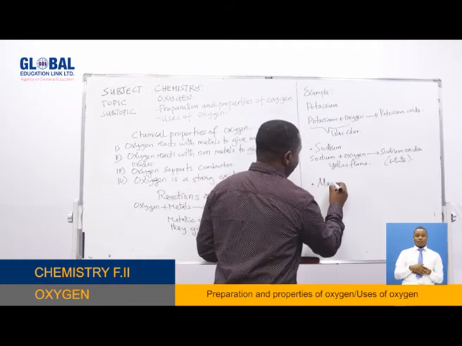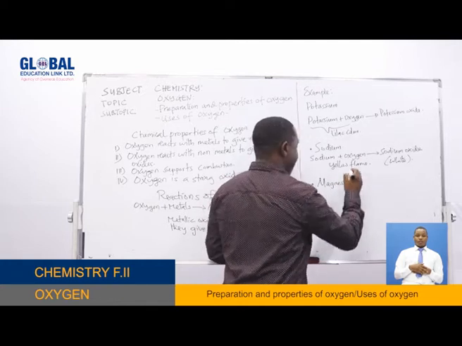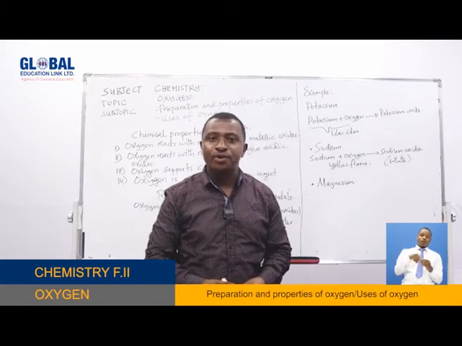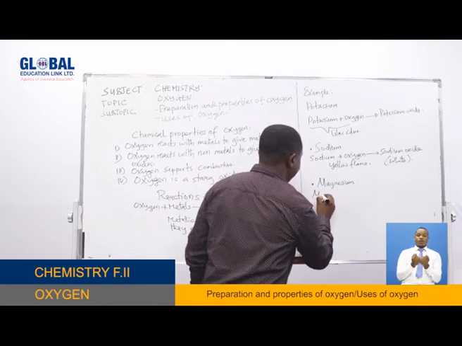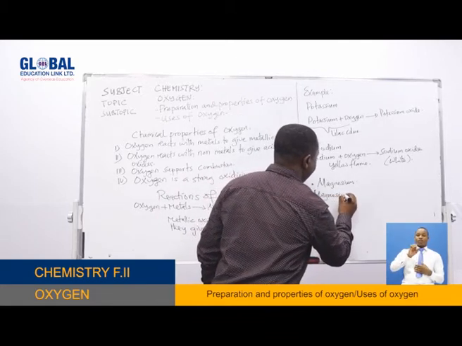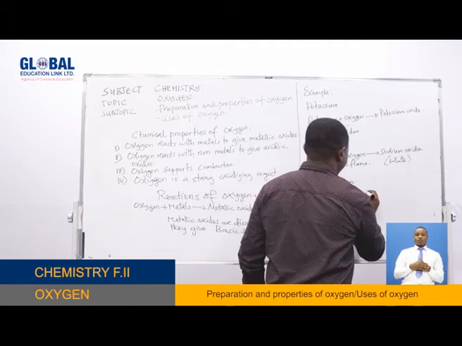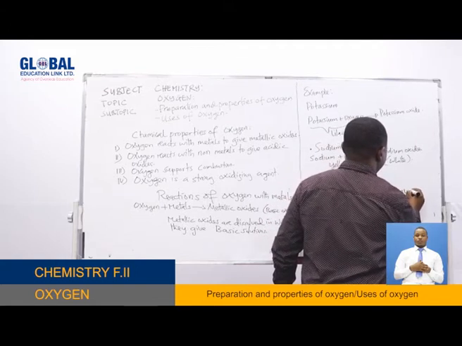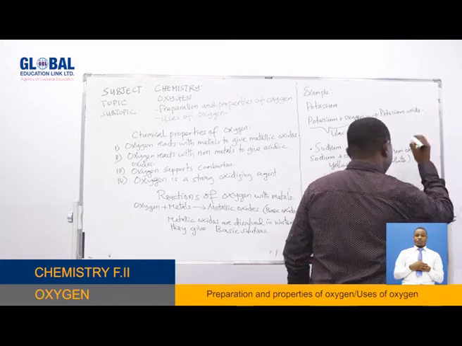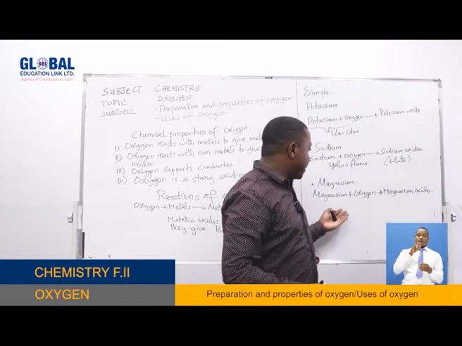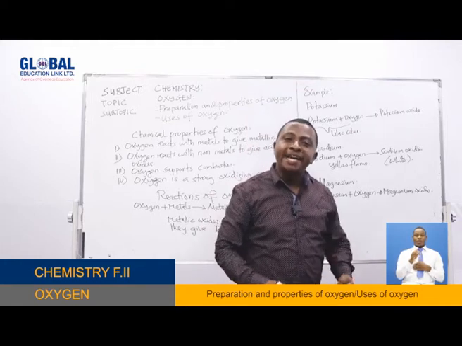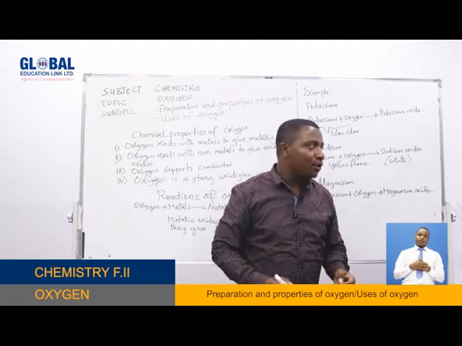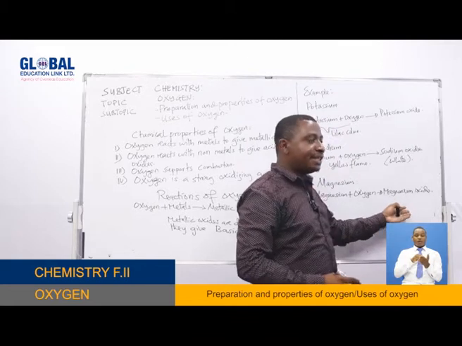magnesium. Dear student, magnesium burns in oxygen to produce magnesium oxide. So magnesium burns in oxygen with a bright white flame. It burns with a bright white flame to produce white powder of magnesium oxide.